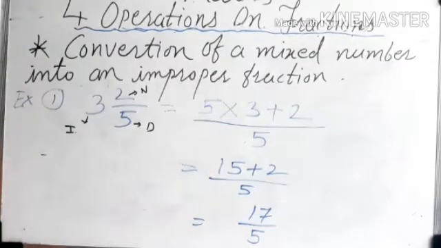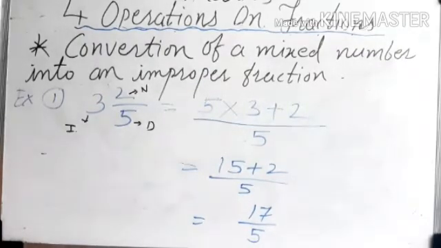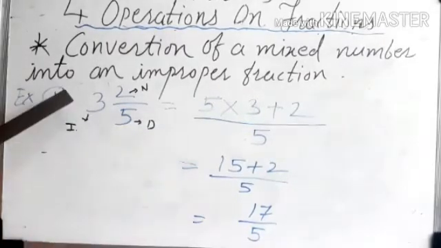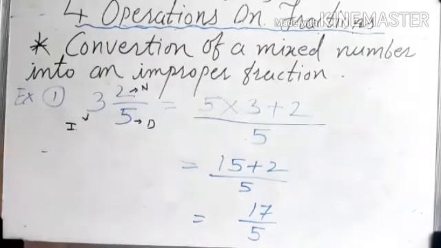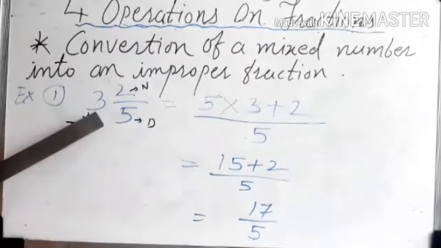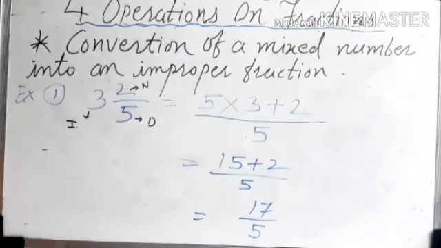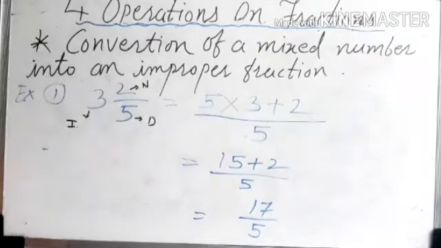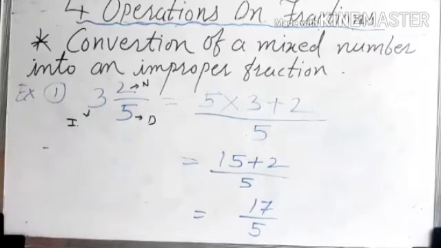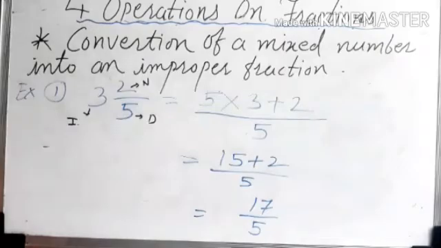This answer came in what? Improper fraction. So, mixed number into improper fraction. Again, improper fraction means the numerator is greater than the denominator. So this mixed number we have converted into an improper fraction. This method is very simple for you. Again, you will see in the workbook or textbook one more method is there, but I will prefer this method only. This is the easiest method for you, so you can solve like this in the exam also.